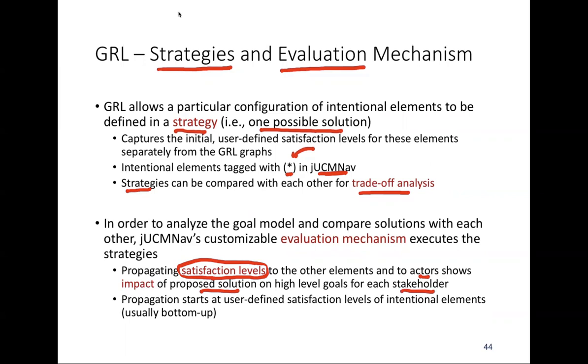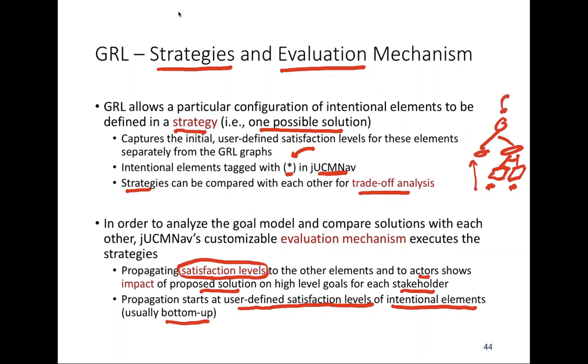The propagation goes from the low-level goals to the high-level goals of each stakeholder. It always starts with initial values, which are the user-defined satisfaction levels of intentional elements, and always proceeds in a bottom-up fashion. So if we have a hierarchy of a goal model with goals and tasks, and among those tasks some composition, we assign some initial satisfaction level to the task and then propagate it from the bottom up until we find the satisfaction level of the high-level goal. The satisfaction level of the high-level goal is used to find the satisfaction level of the actors or stakeholders, and each stakeholder has a certain goal.